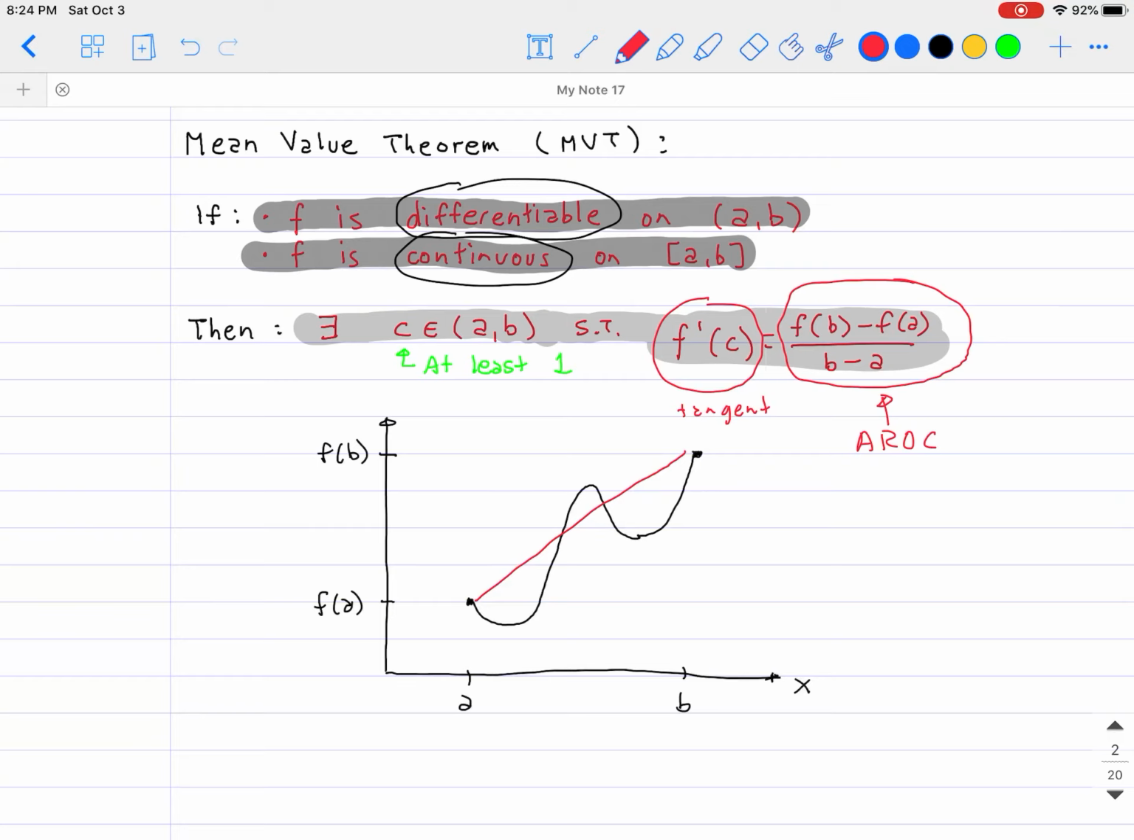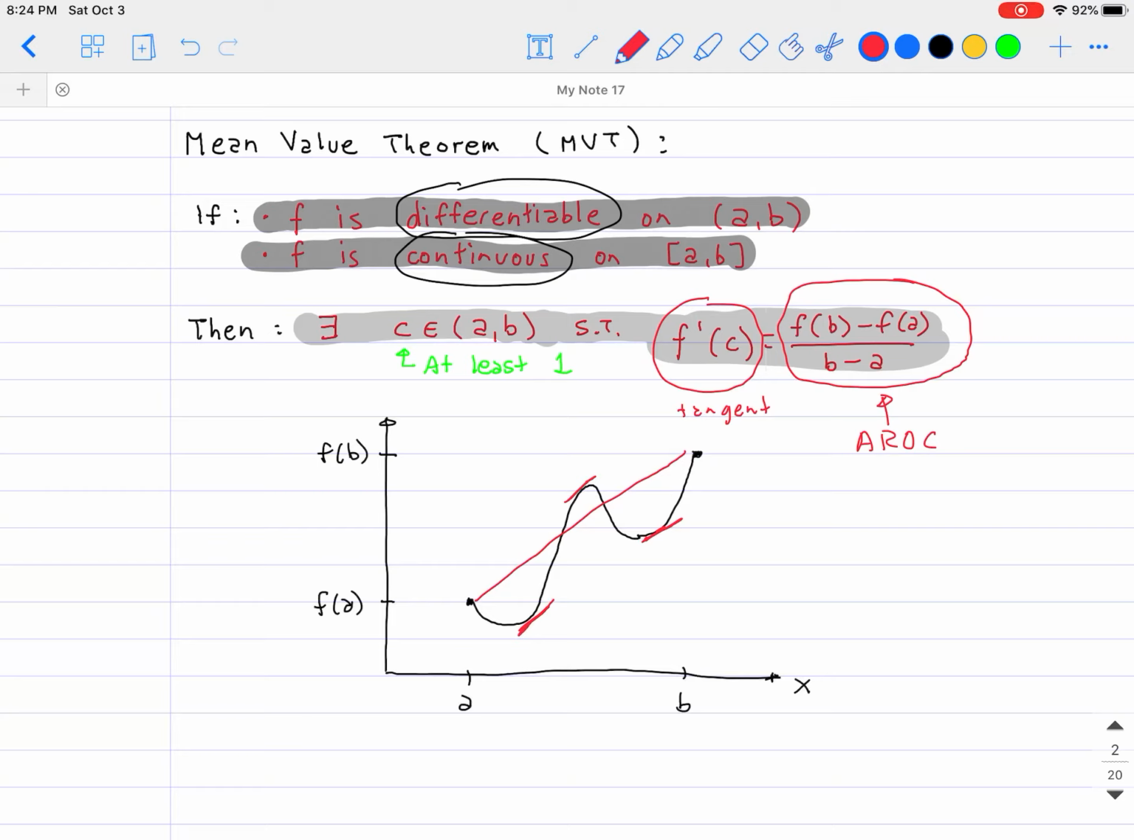So, repeat it one more time. There is going to be at least one tangent that is going to be equal to the average rate of change. And here in my picture, you can see that there are definitely a few of them. One is going to be over here. Another one is going to be over here. And then another one is probably going to be somewhere over here. Okay, so there it is. That's going to be the mean value theorem.